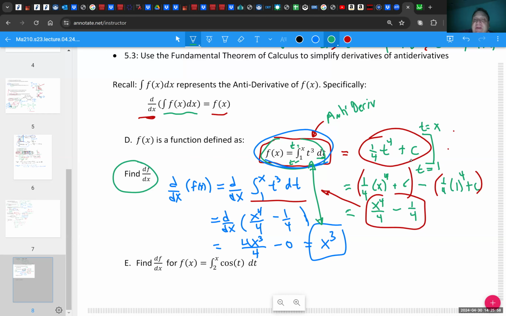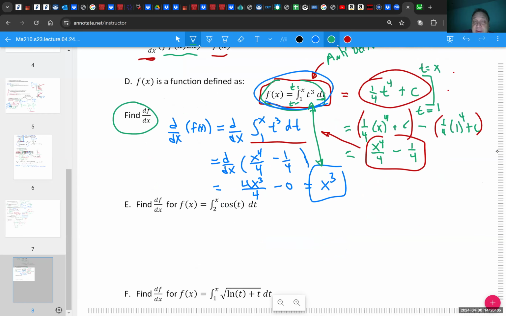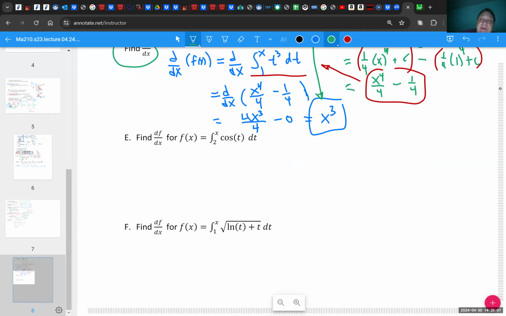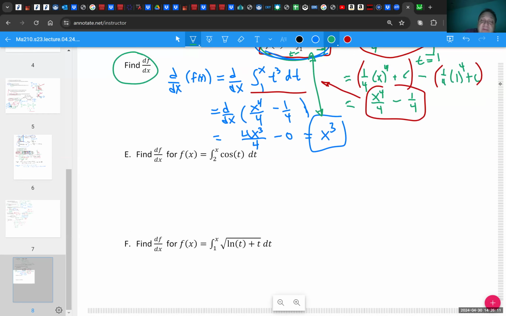Now, I did a lot of explanations there, so let me do another example where I cut out a lot of the explanation. I just do it straightforward so you can see what's going on. All right, so example E, we're looking for the derivative, df dx, for this function. Once again, the function's written as an integral, which ends up being an antiderivative. So let's calculate it. So we're looking for the derivative of this thing, and this thing is the antiderivative.